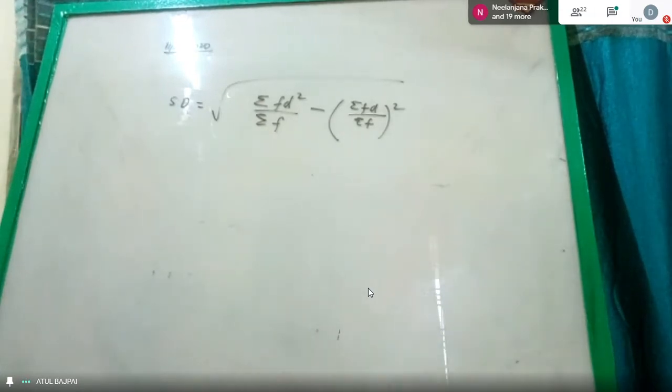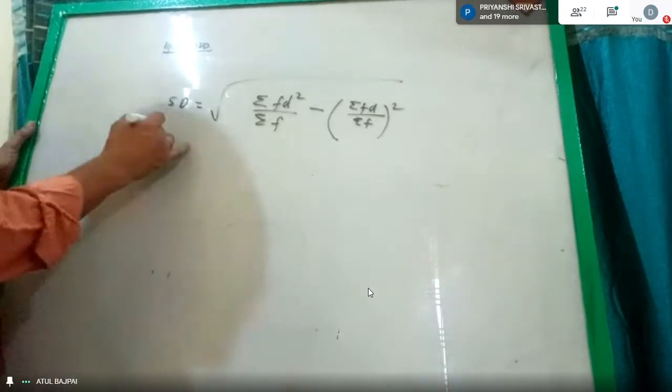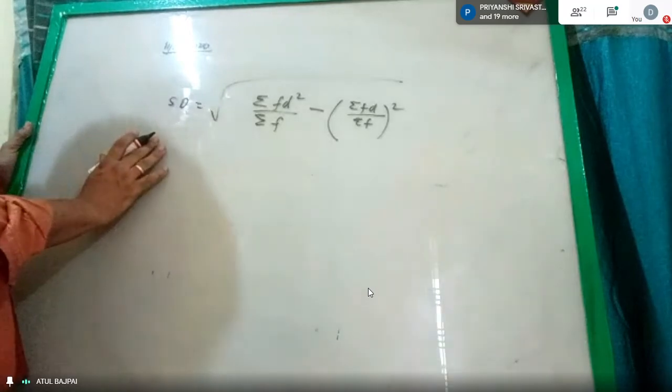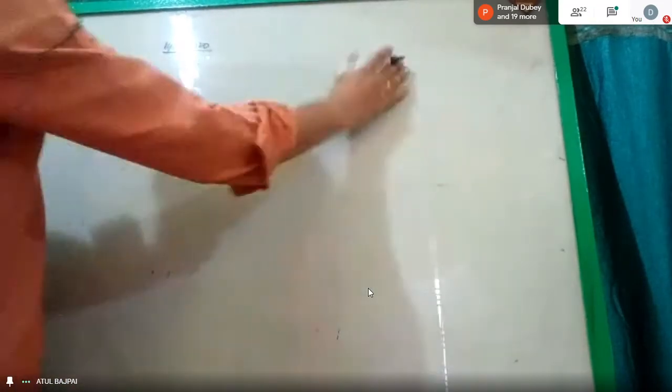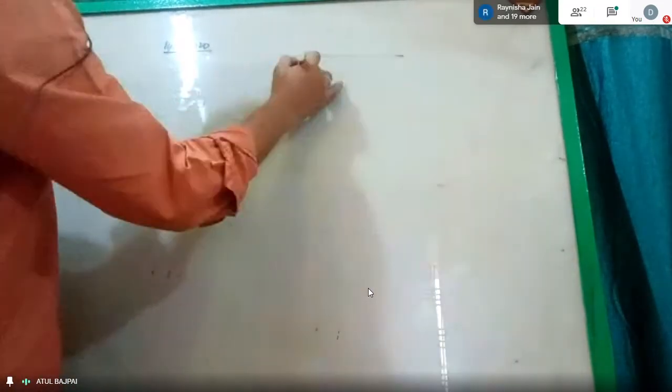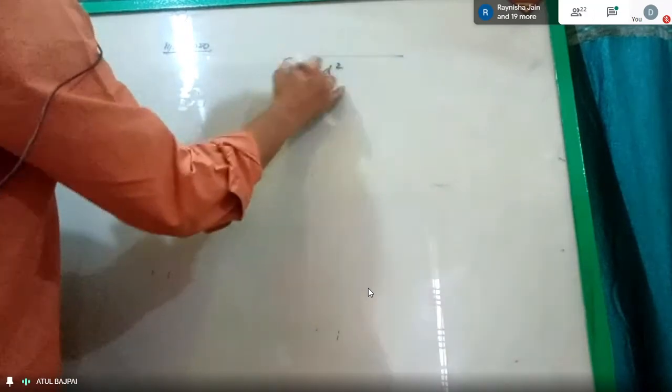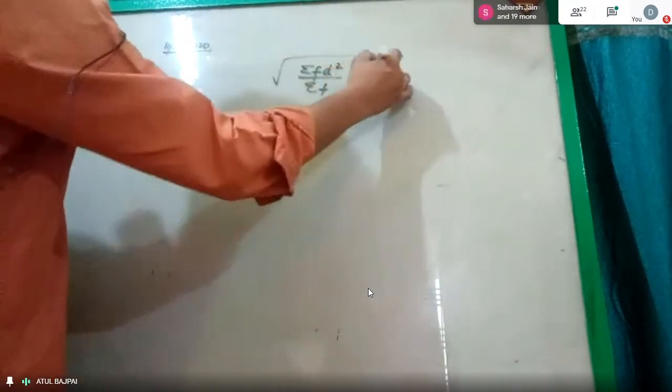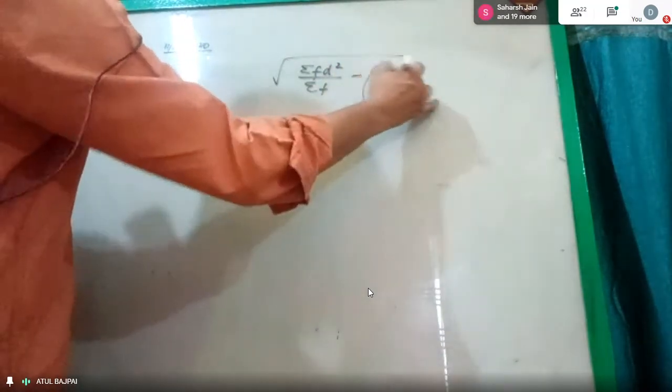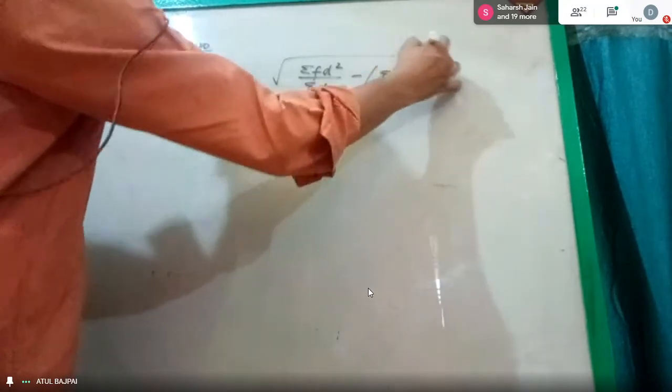Write down class intervals 200 to 201. May I rub the formula written, everyone? Yes, sir. So wait, please. I'm writing it over here. Sigma f d square upon sigma f minus bracket sigma f d upon sigma f, whole square.